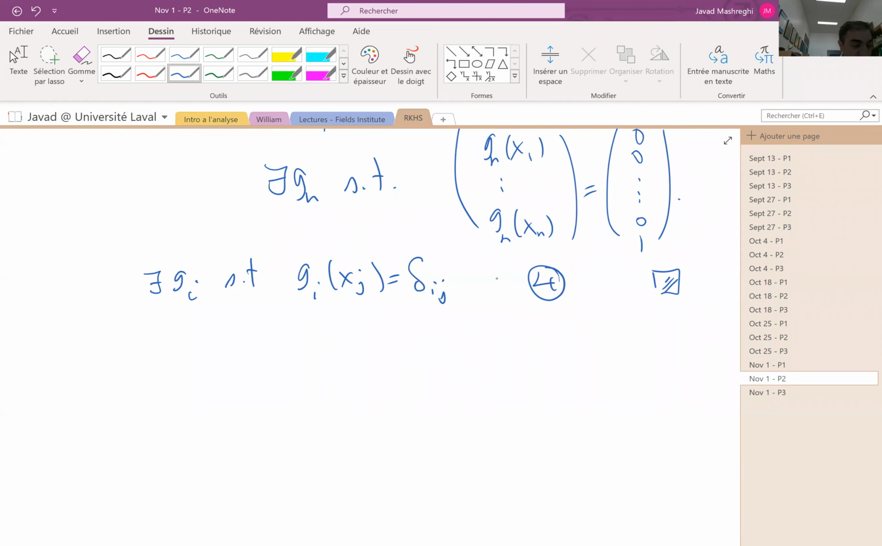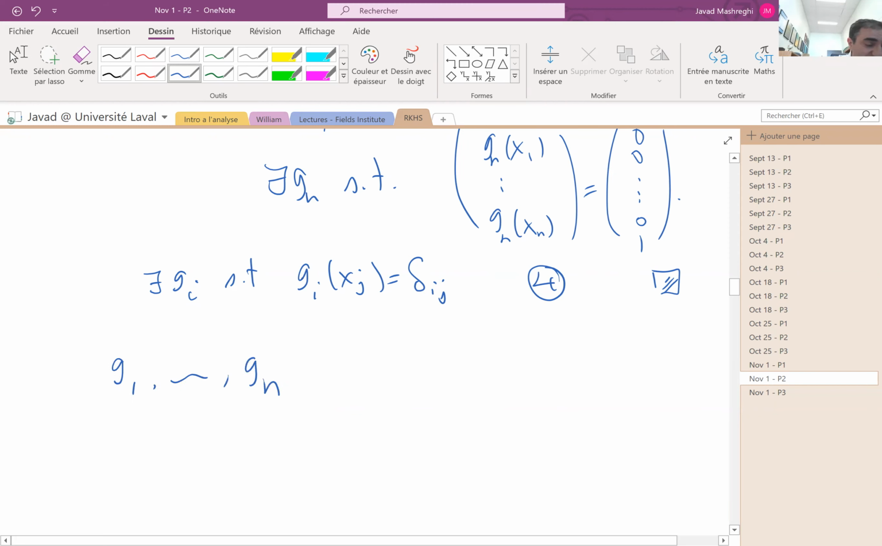Partition of unity: you have for sure not seen this before. In other contexts, we have this in geometry and manifold theory, and even in those studies, G1 up to Gn are called a partition of unity. If G1 up to Gn satisfy the above property, this set is called a partition of unity.